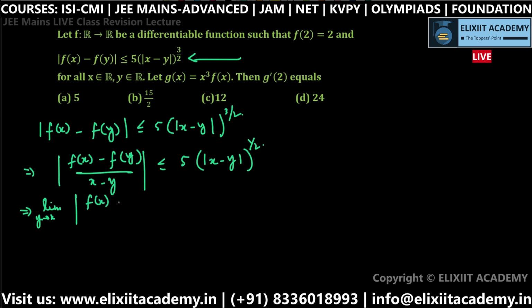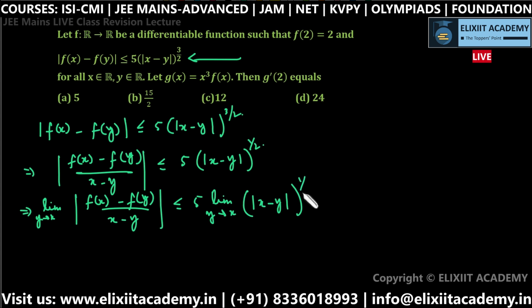Why should we take this? Just now you will see why we are considering this. On the right, it is 5 into limit y tends to x of mod of x minus y whole to the power 1 by 2. Now limit y tends to x of f(x) minus f(y) divided by x minus y is obviously f prime x. This means mod of f prime x is less than or equal to 5 into limit y tends to x, where this becomes 0. So this is ultimately 0.